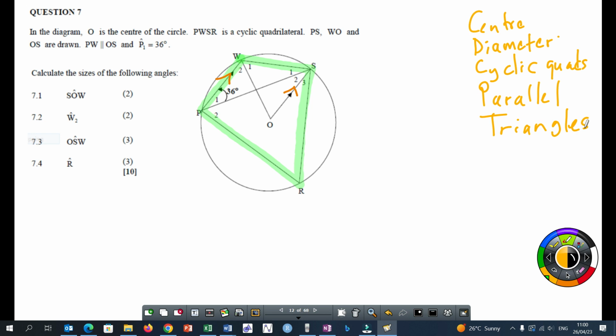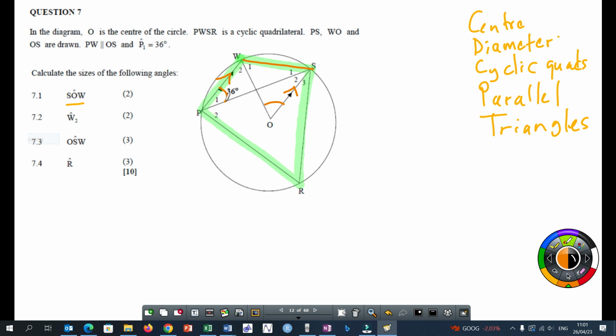So here, if we want to calculate SOW, this is the angle. We have got SOW, so that's the angle there. It's an angle at the center. Which chord subtends it? It is subtended by WS. Does WS subtend any other angle? It subtends P1 at the circumference.